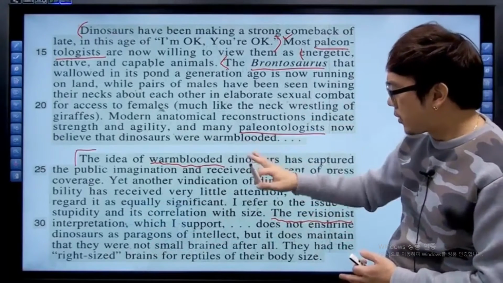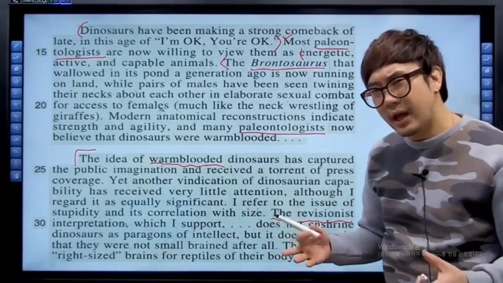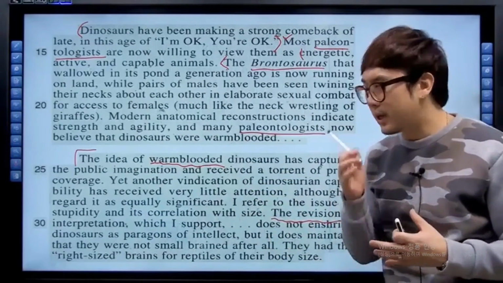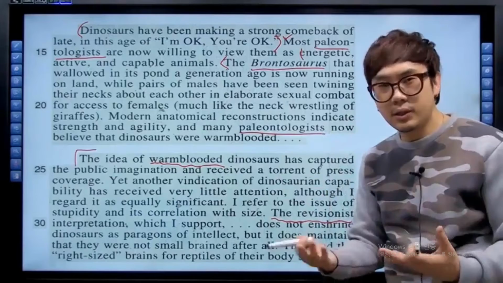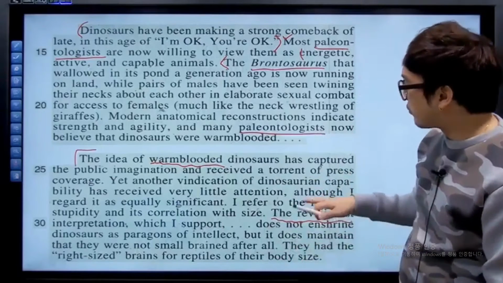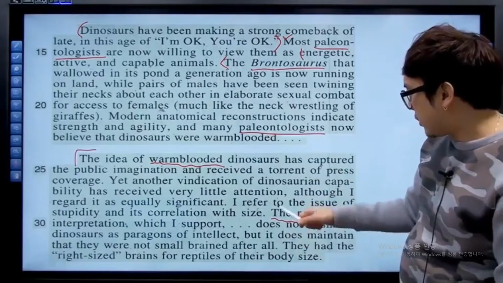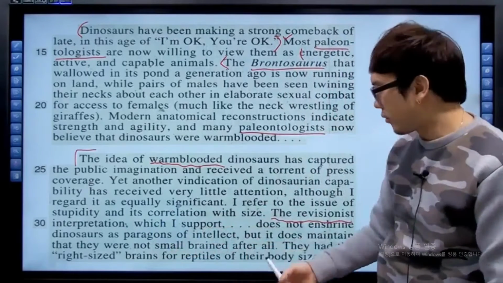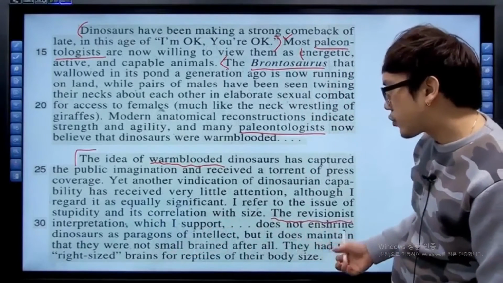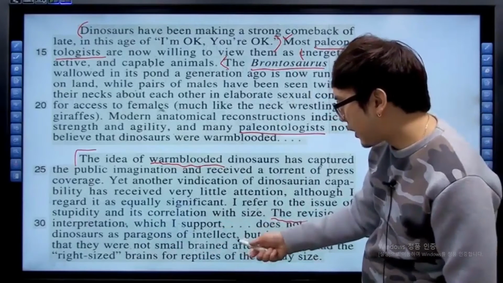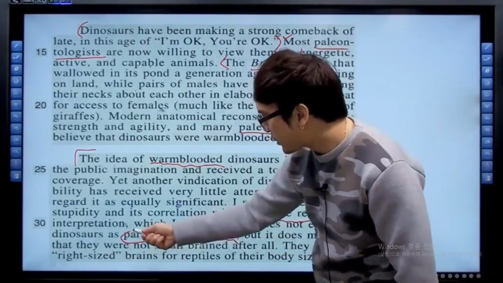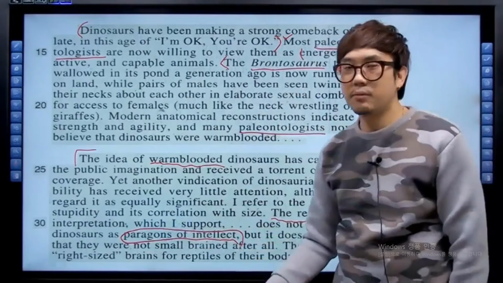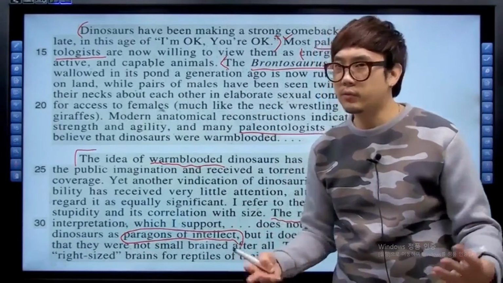Of course, the warm-bloodedness and everything doesn't really mention anything about the body size and the brain size, or the intelligence and the body size. But let's read that part because revisionist appeared there. It says, the revisionist interpretation, which I support, which the author supports, does not enshrine dinosaurs as paragons of intellect. We don't say that they are on top of their intellect, meaning they had a high intelligence. We're not saying that.